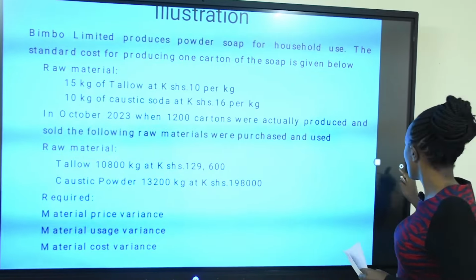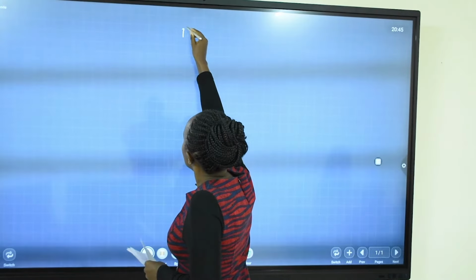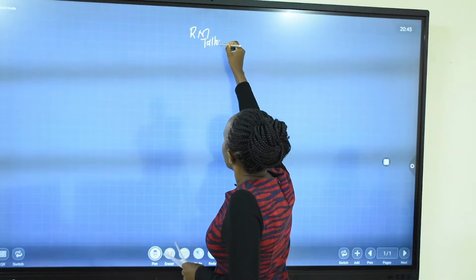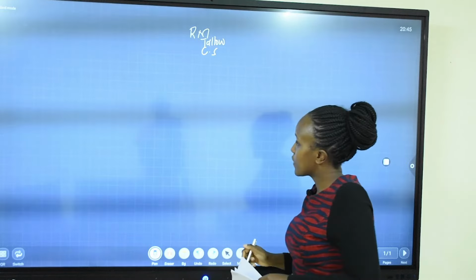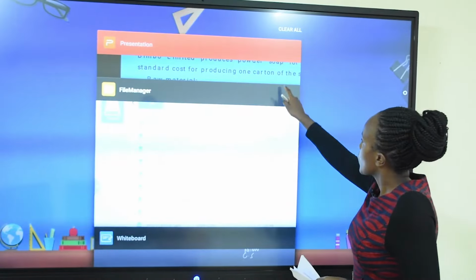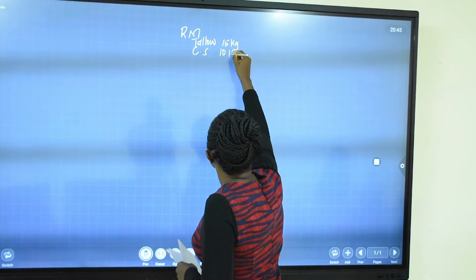So we are going to compute from that information. I am going to briefly summarize the information that we have said. From basic raw materials, you are going to require tallow and caustic soda. We have seen that you require 15 kgs of tallow at shillings 10 and 10 kgs of caustic soda at shillings 16.